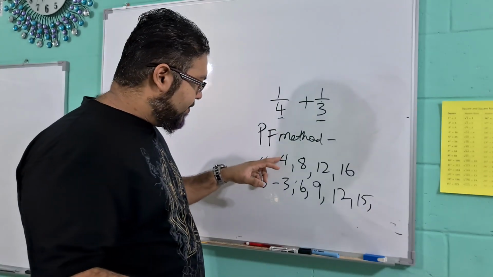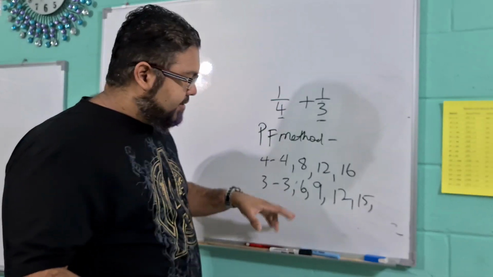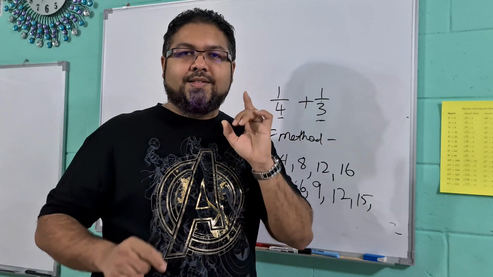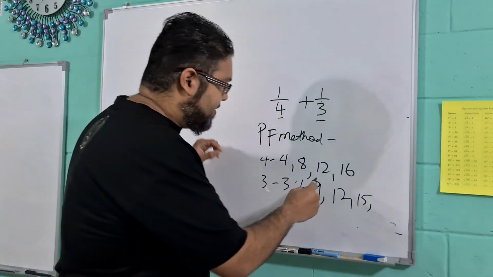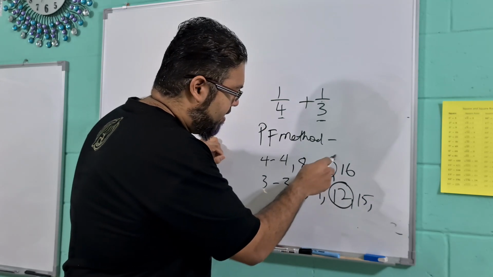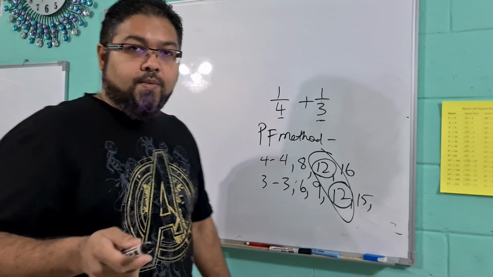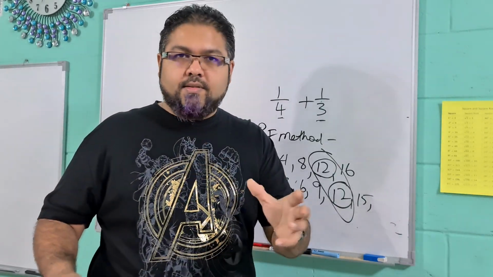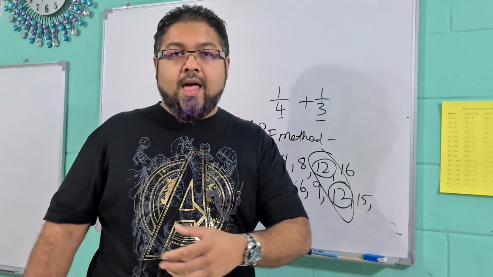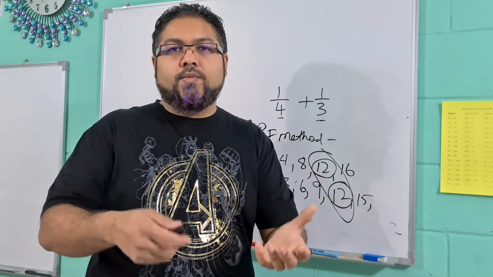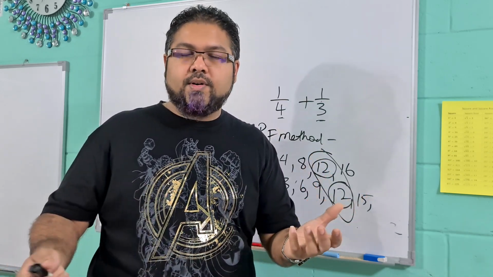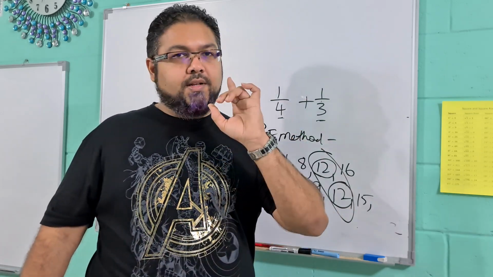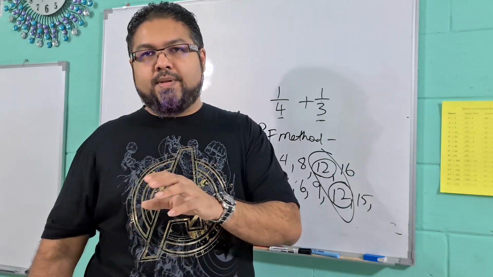So if we look at 4 and 3, no, 8, 6, no, the first common number to both of these is actually 12. So 12 could be divided by 3. That's not a problem. You will get 4, and 12 itself could be divided by 4, and you'll get 3. So therefore 3 and 4 has the lowest common multiple of 12.